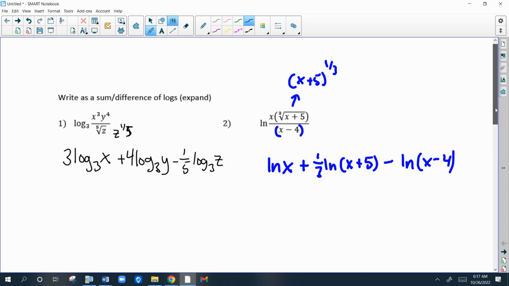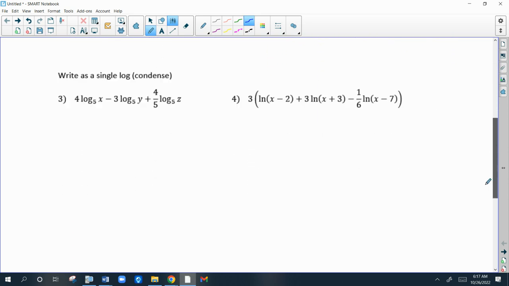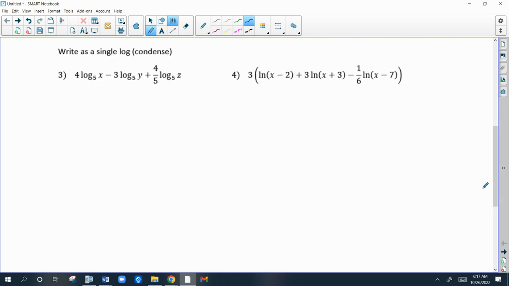Condensing to a single log is just the opposite. So remember, you're going to condense, and this will be a single logarithm. So the first thing I'm going to do for number 3 is it's going to be a log base 5. And I guess it should be mentioned that all these bases need to be the same for this to work, 5 and 5 and 5. So I'm starting with the log base 5. That's my single log. And I'm just doing the opposite.